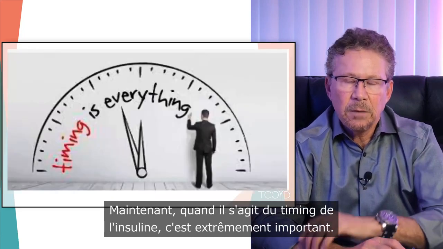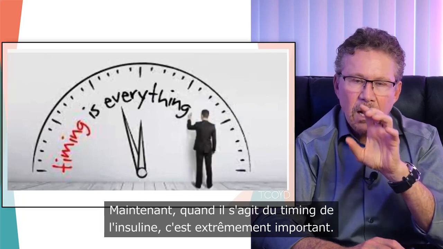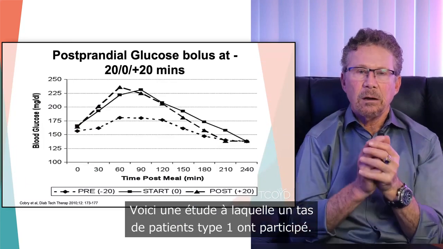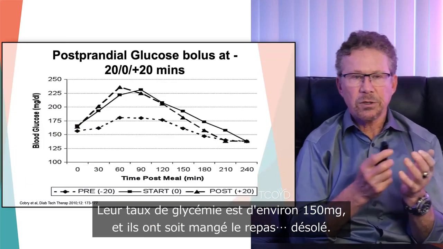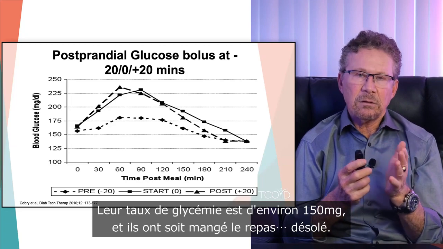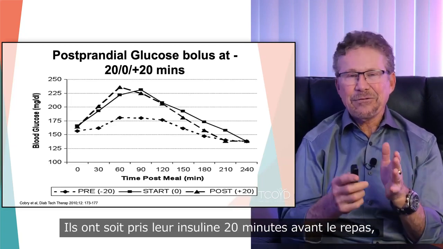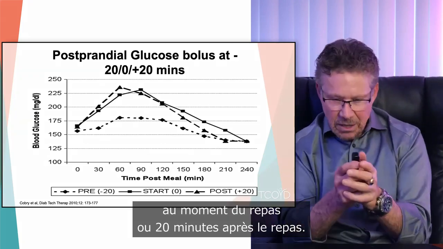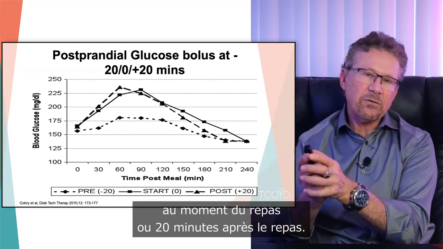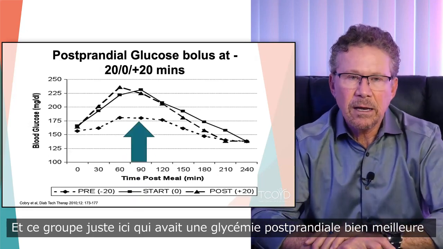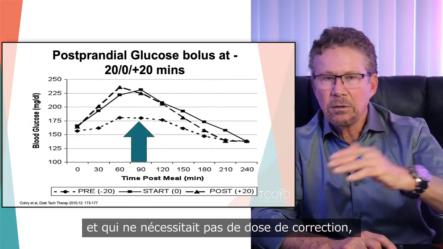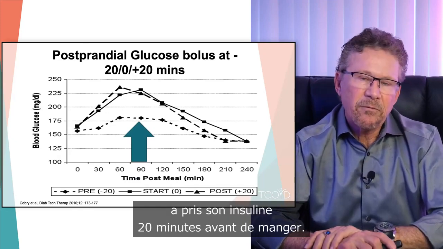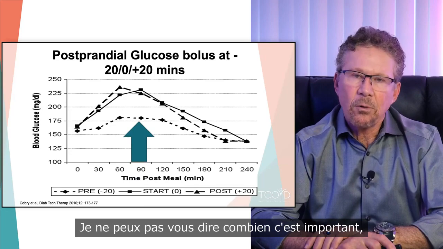Now, when it comes to the timing of insulin, it is extremely important. Here's a study where a bunch of type 1s came in, their blood sugar is around 150, and they either took their insulin 20 minutes before eating, at the time of the meal, or 20 minutes after eating. And this group right here that had a much better postprandial that did not require correction took their insulin 20 minutes before eating. I can't tell you how important it is.